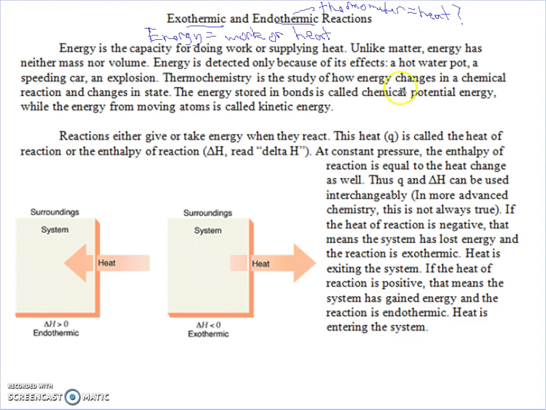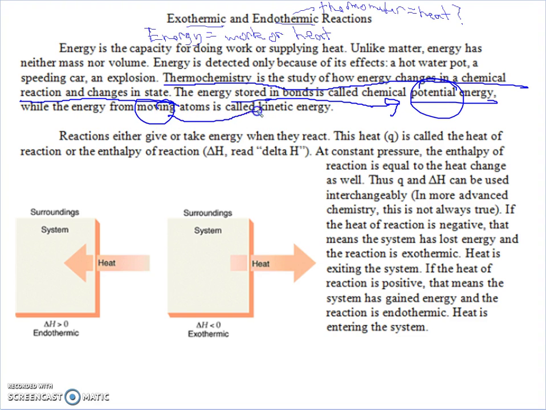Thermochemistry is the study of how energy changes in a chemical reaction and changes in state. Sounds important. So that's the definition of thermochemistry. The energy stored in bonds is called chemical potential energy. So stored is potential, while the energy from moving atoms is called kinetic energy. So moving atoms is kinetic energy.